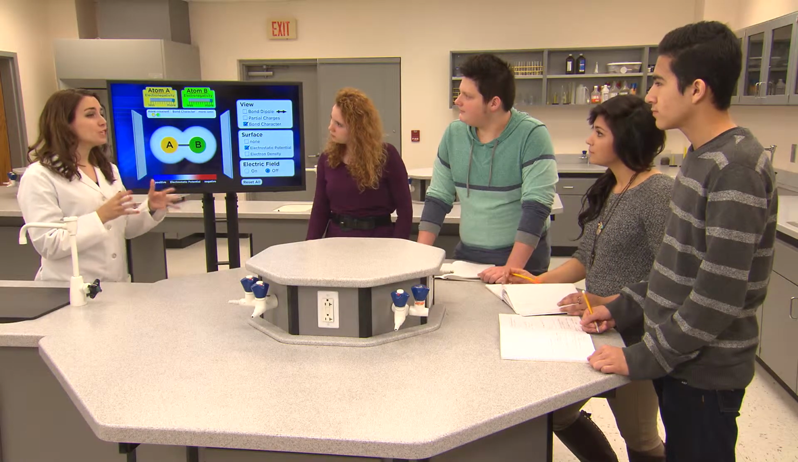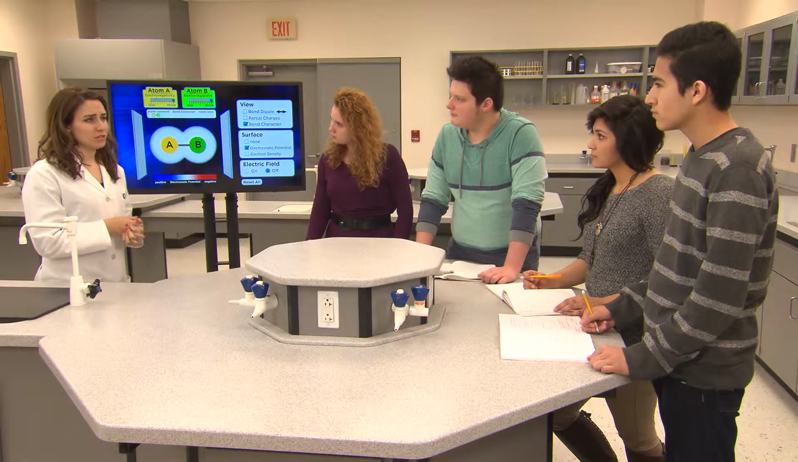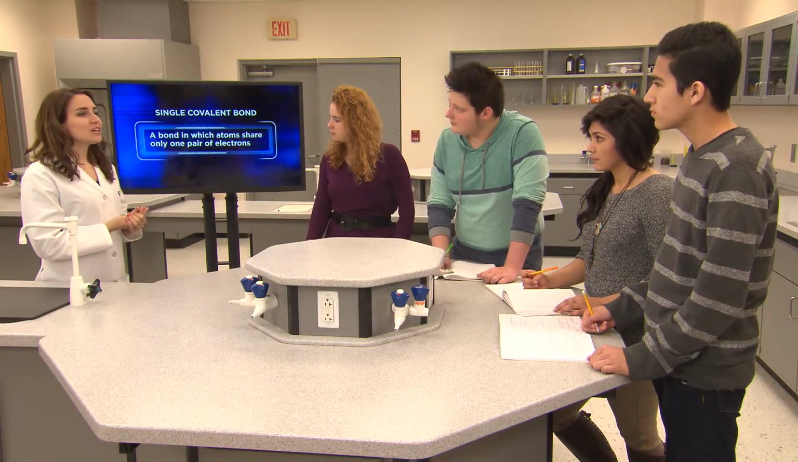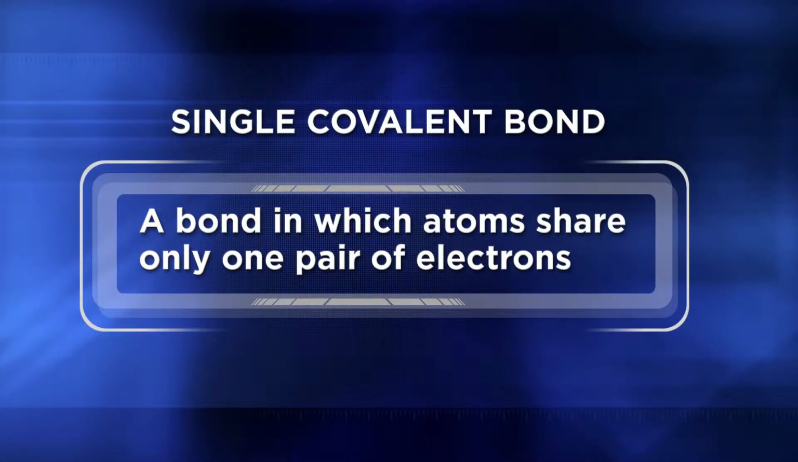Before we leave intramolecular bonds, we need to explore some subtypes of covalent bonds, which will tell us something about their relative strength and stability. Let's look at an example of what is called a single covalent bond. That's a bond in which atoms share only one pair of electrons.